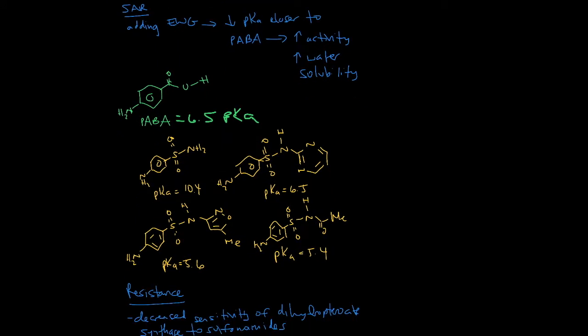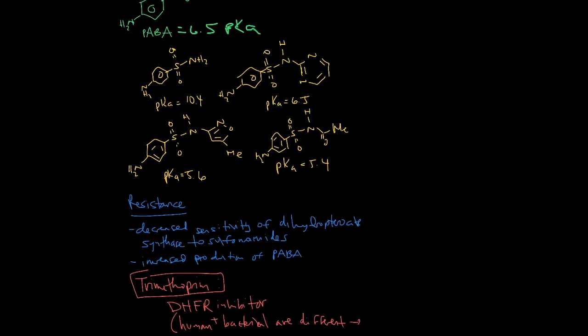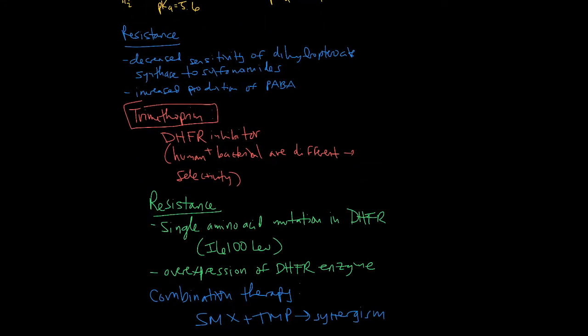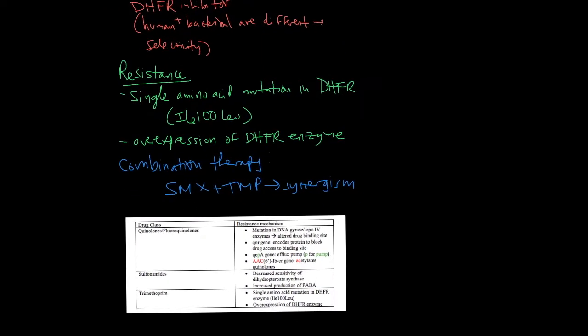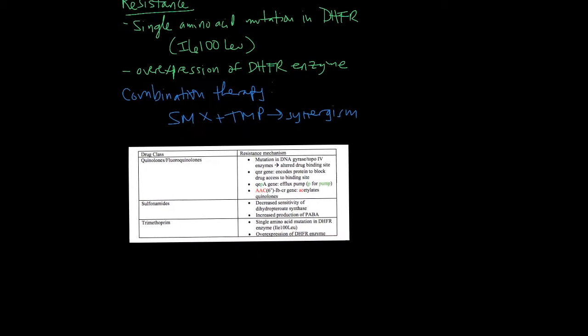Structure-activity relationships of sulfonamides. By adding an electron withdrawing group, you get the pKa closer to PABA, which increases the activity because it's pretty much the same as PABA, especially since they're structurally related. This also increases the water solubility. Resistance mechanism, trimethoprim is a DHFR, dihydrofolate reductase inhibitor. Combination therapy: sulfamethoxazole and trimethoprim, or sulfonamides and trimethoprim, are usually given together for synergism. Thank God I'm done.